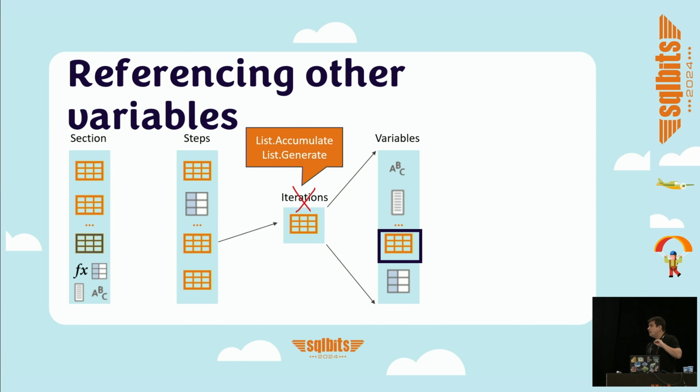But with the M language, we have two functions that actually give us the possibility to access the variables that we pre-calculated in the previous iterations on top of that iterator, which is List.Accumulate and List.Generate. They are not that trivial. They are worth a 50-minute session here at SQLBits, but you can do some complex logic that actually might require that behavior.